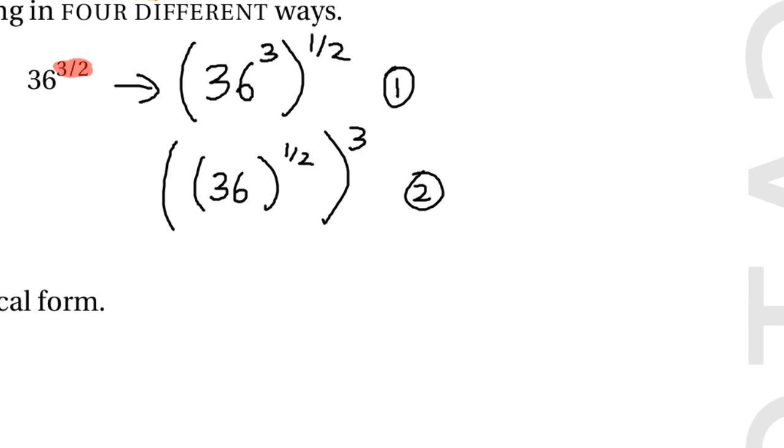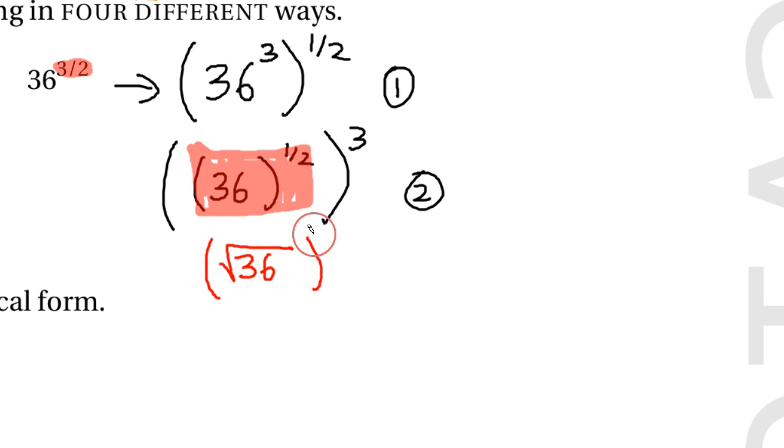Now the next thing I'm going to do is take my already written answers and mess with them a little bit. The first thing I'm going to say is, hey, I know that this part right here, 36 to the 1/2, I could rewrite that not using an exponent of 1/2, but using a radical. Instead, I could rewrite it as the square root of 36 and still keep it to the power of 3 on the outside. So there's a third way that I could have written the answer.